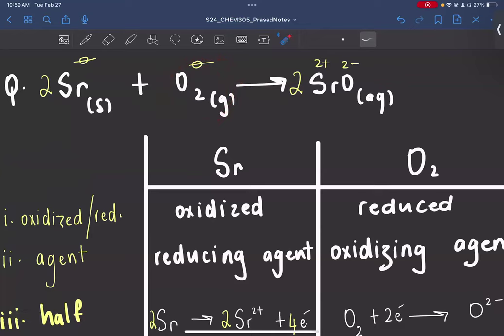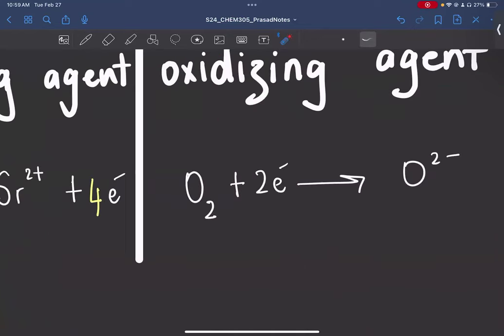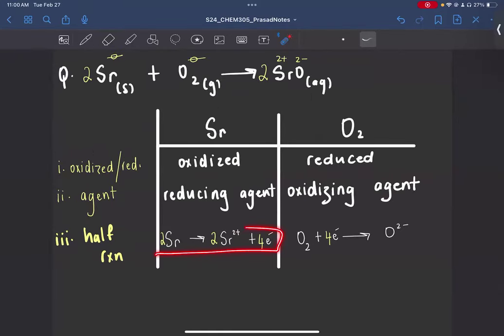Oxygen didn't need any further balancing, so there's only one. But technically speaking, O2 means that there are 2 oxygen atoms. And each oxygen atom gains 2 electrons. So what should I more accurately have here? 4. All right. So I'll repeat myself to make it clear. We balanced the strontium half reaction based on the original equation. When balancing that, we now see, okay, 4 electrons are involved. So where do those 4 electrons go?